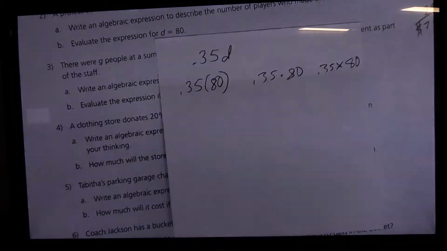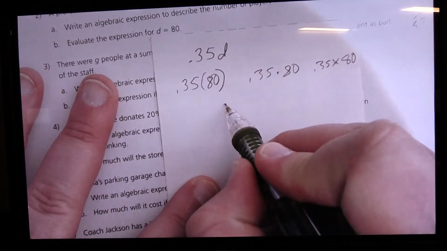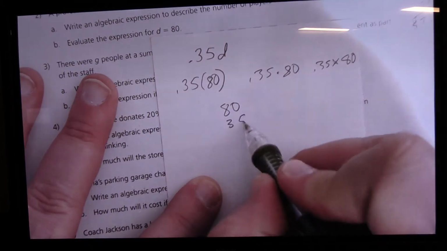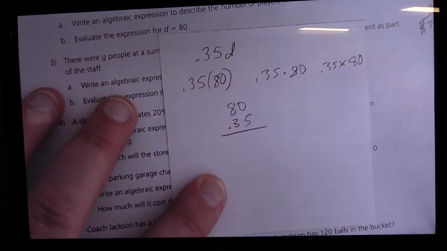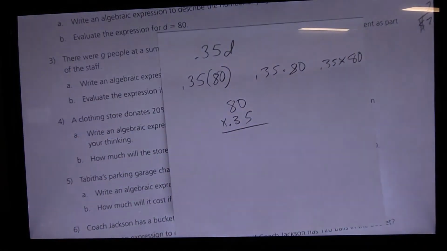Now I'm going to go ahead and evaluate, solve this. So I'm going to put 80 here, 35 here, that's 35 hundredths. And one thing I want to remind my students is you don't have to worry about lining up your decimal points when you're multiplying decimals. The only time you have to worry about lining up those decimal points is when you are adding or subtracting decimals. Then of course your decimal points have to be lined up, but in this case I don't have to. I'll deal with where to put the decimal after I find my product.